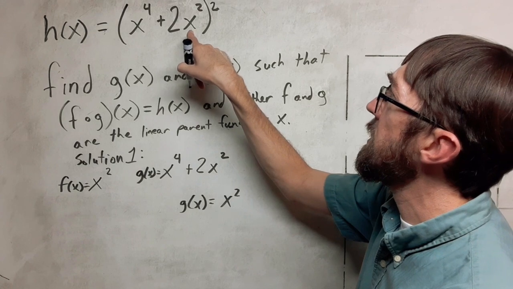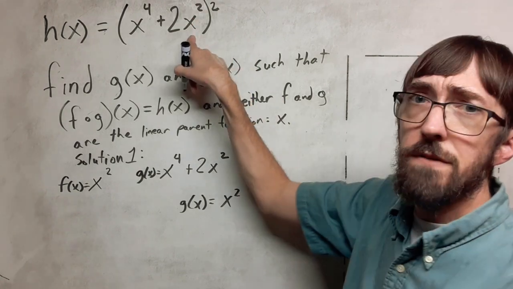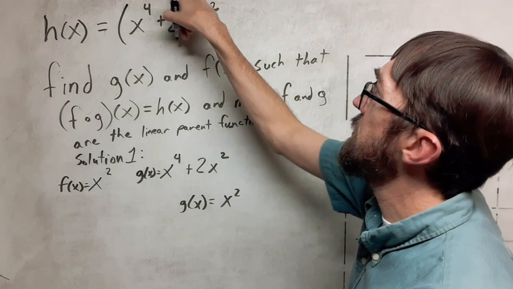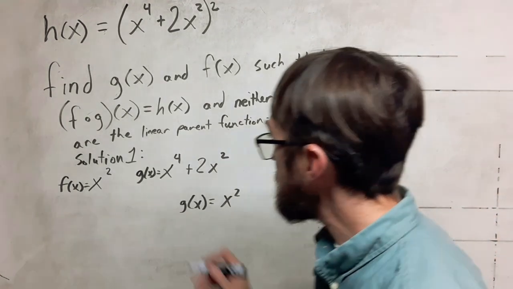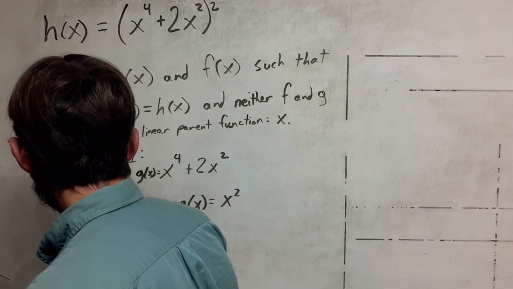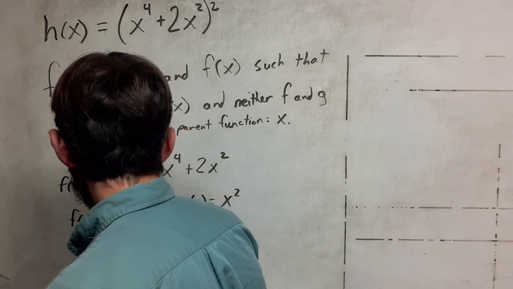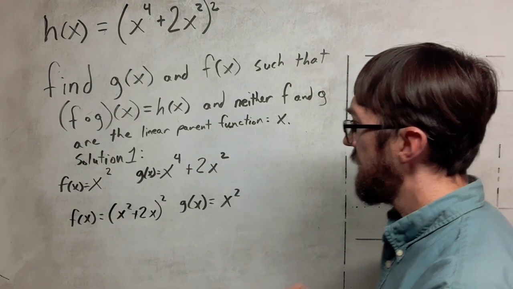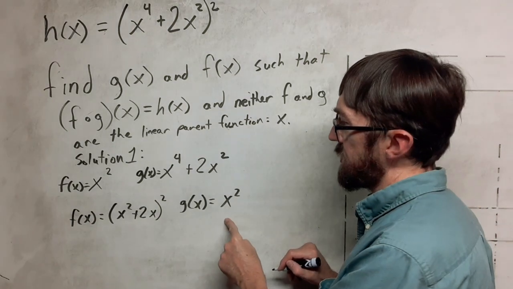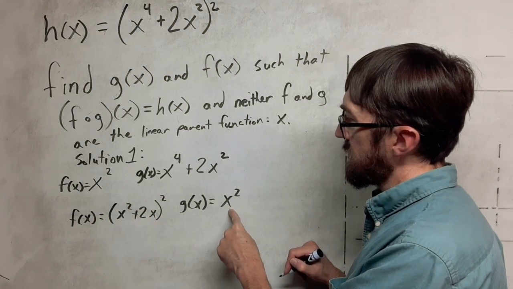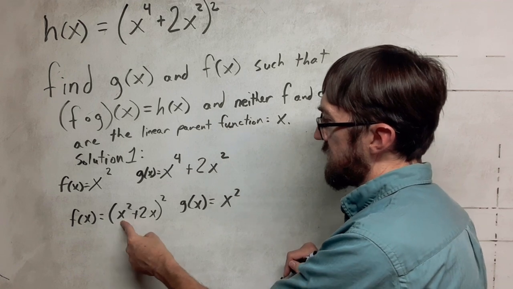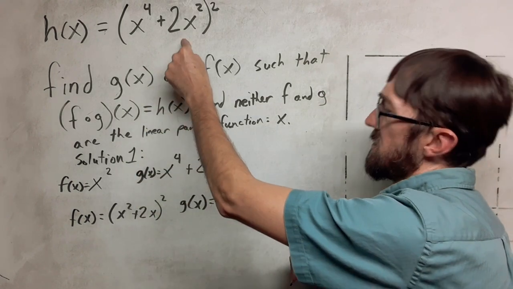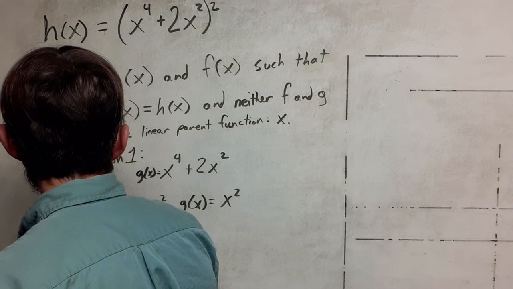If I pull an x squared out here, I'll just have an x. So I'm reducing the exponents here by a factor of 2. So f of x will be x squared plus 2x squared. All right, so to compose this, again, I'm putting g of x into f of x. If I put x squared into here, I will have x to the fourth, and if I put x squared into here, I'll have x squared, and I will be back at what I started with here. So this is solution 2.